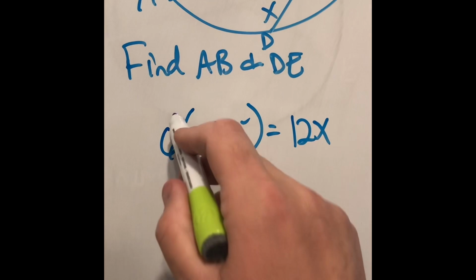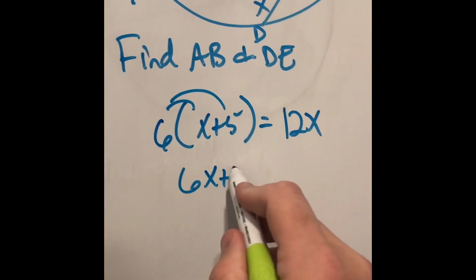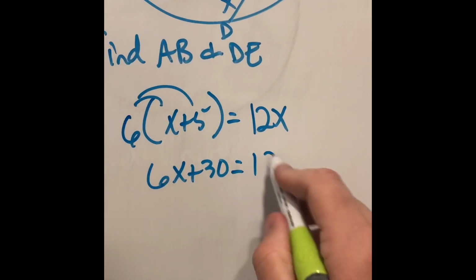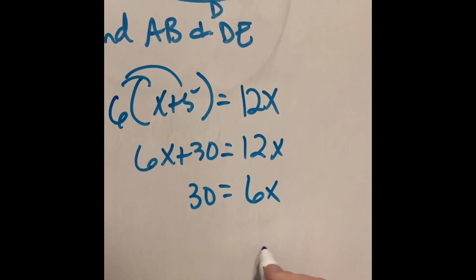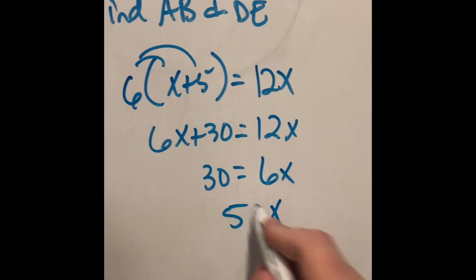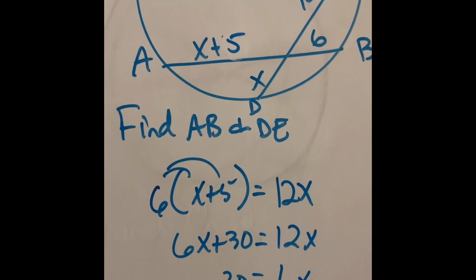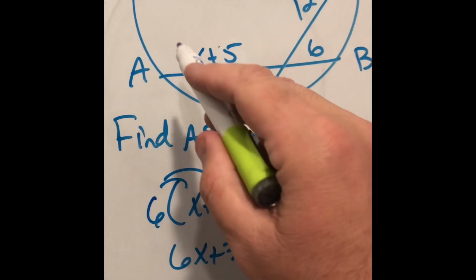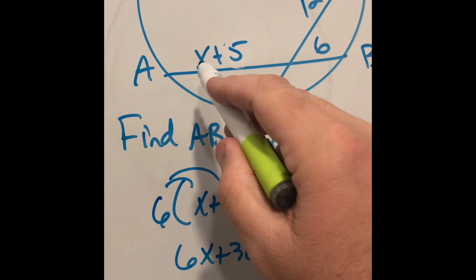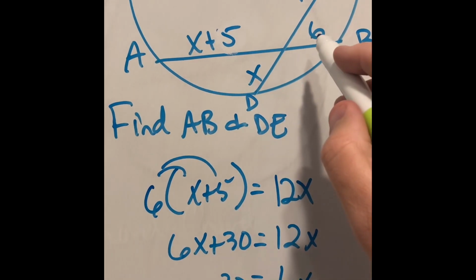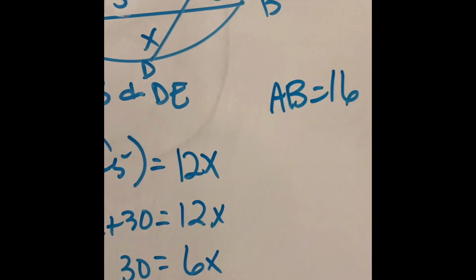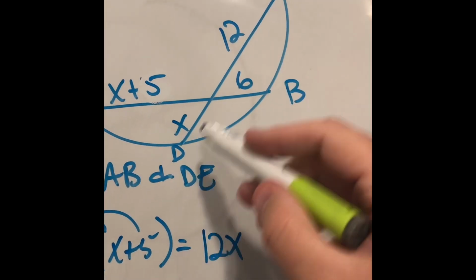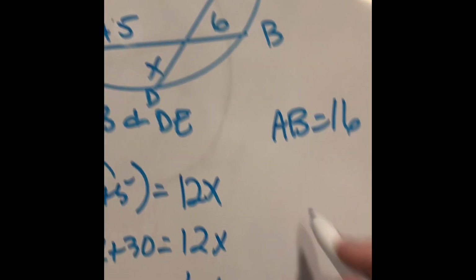So distribute: 6x plus 30. That's going to equal 12x. So we know then 30 is going to equal 6x. So x is 5. Then we have to put 5 back in for x's. If I put a 5 in here for AB, 5 plus 5 is 10, plus 6 is 16. So AB is 16. If I put a 5 in here for ED, 12 plus 5 is 17.